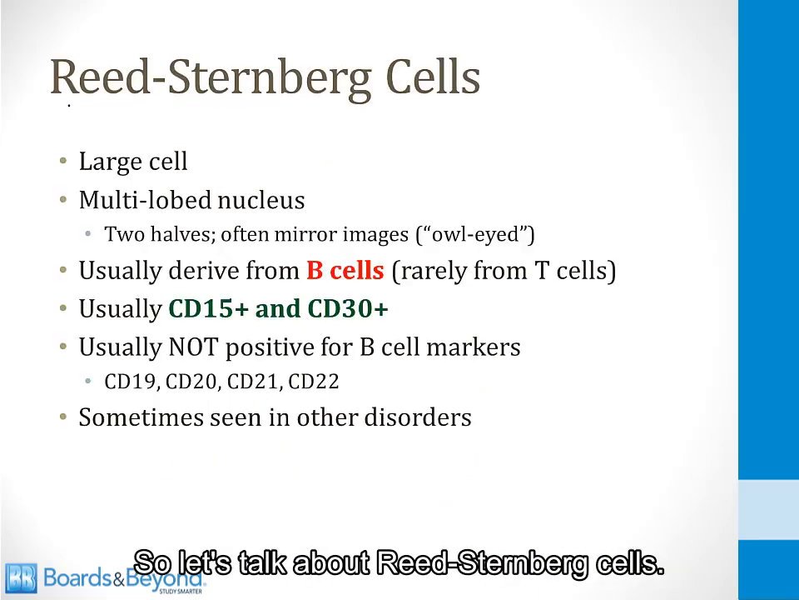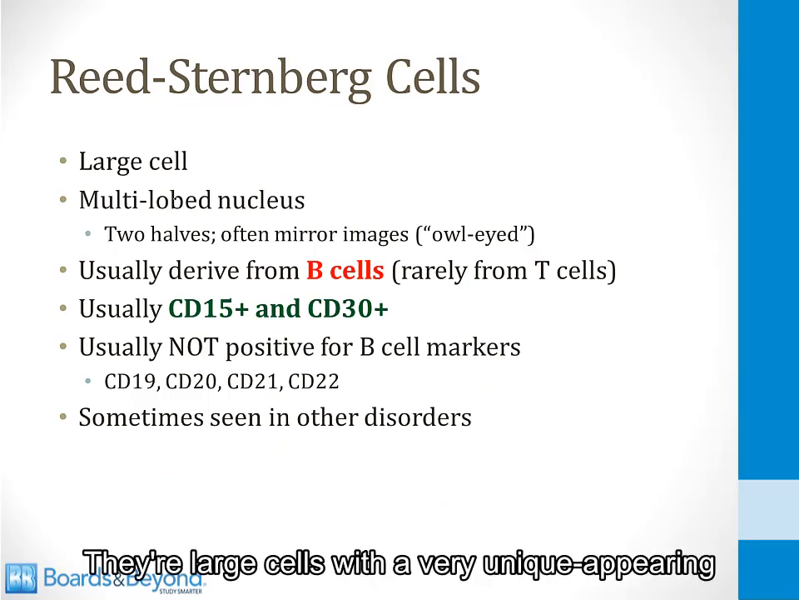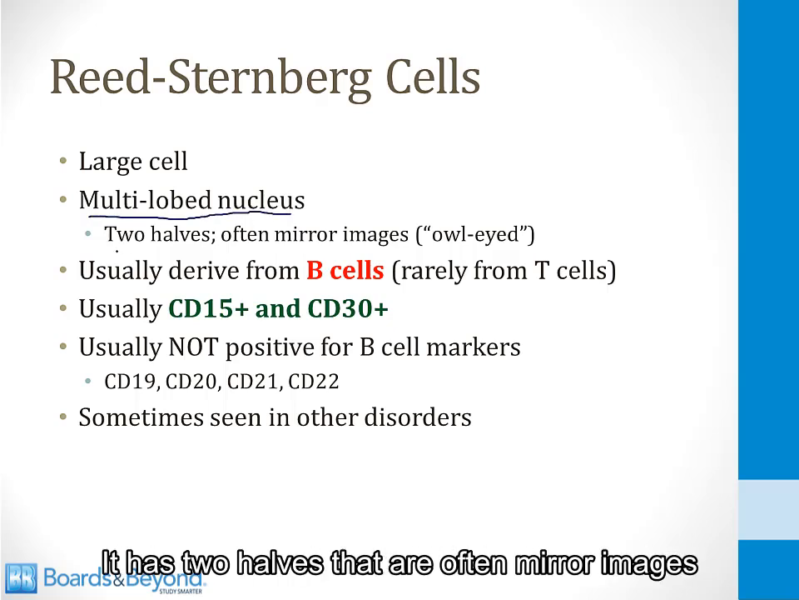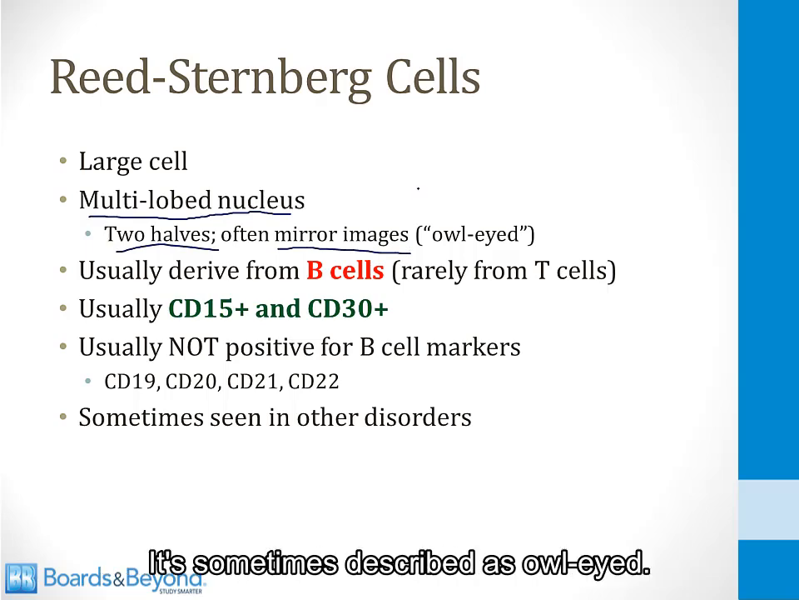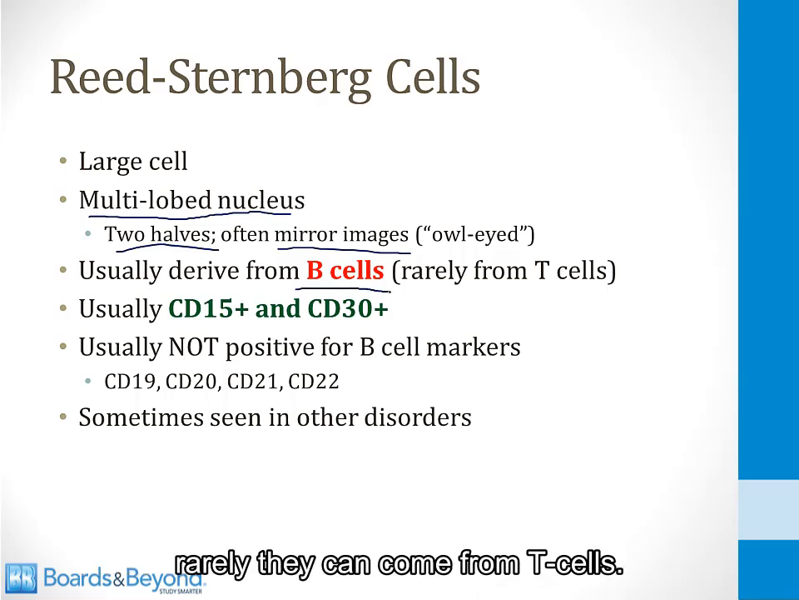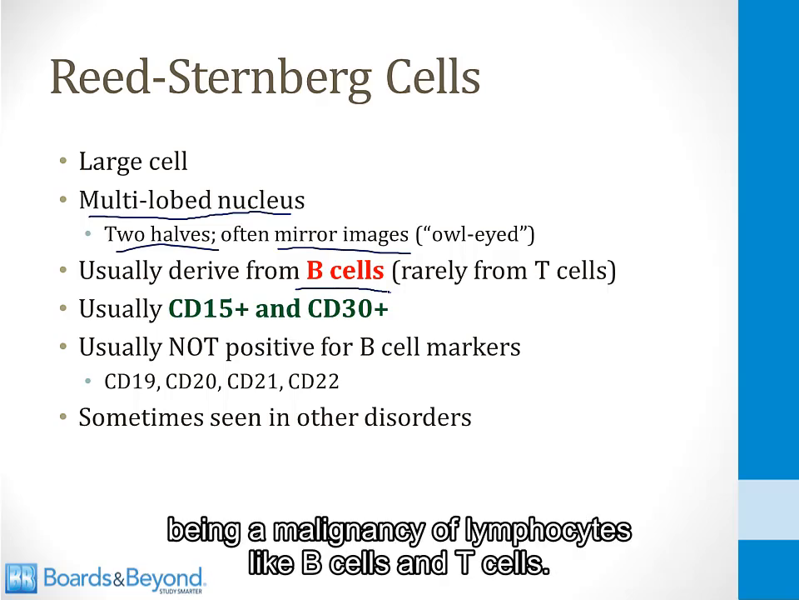So let's talk about Reed-Sternberg cells. These are the malignant cells that cause Hodgkin lymphoma. They're large cells with a very unique appearing multi-lobe nucleus. I'll show you a picture of one on the next slide. It has two halves that are often mirror images of one another. It's sometimes described as owl-eyed. Reed-Sternberg cells usually derive from B cells. Rarely they can come from T cells. And this fits with our definition of lymphoma being a malignancy of lymphocytes like B cells and T cells.